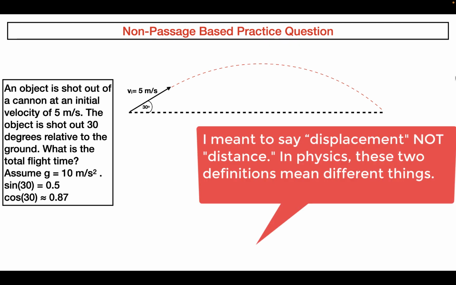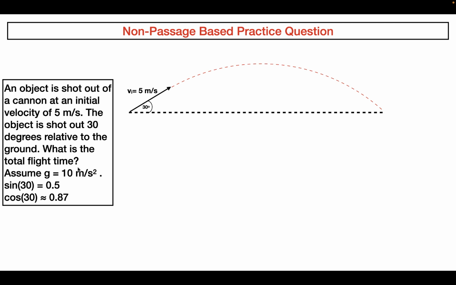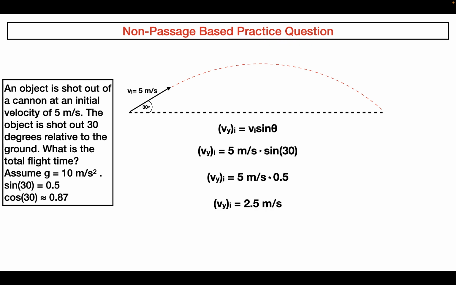So how do we go about solving this problem? Well, in order to find out what the total flight time of the object is, we need to first figure out what the initial velocity was in the y direction. So the initial velocity in the y direction is given by this equation, where the initial velocity in the y direction is equal to the initial velocity times sine of the launch angle. And when you start plugging in those values, what you get is an initial velocity in the y direction being equal to 2.5 meters per second.